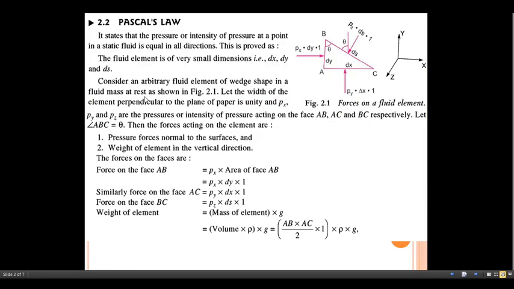So let us discuss Pascal's law. It states that the pressure or intensity of pressure at a point in a static fluid is equal in all directions. This is proved by taking the fluid element to be of very small dimensions.